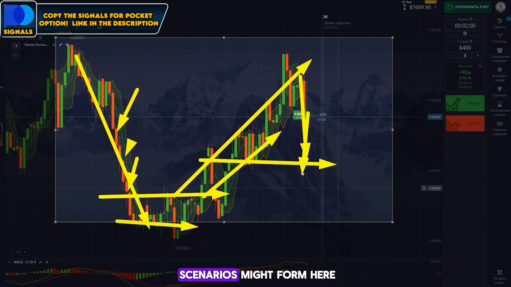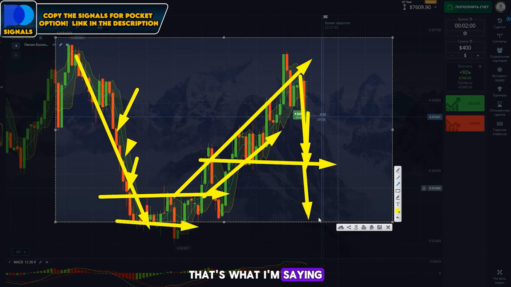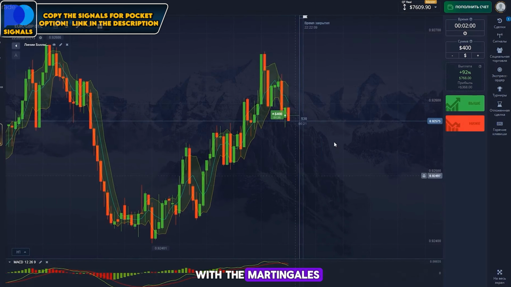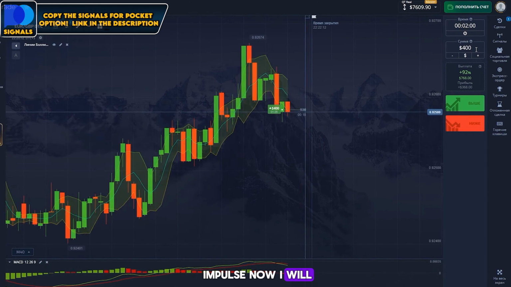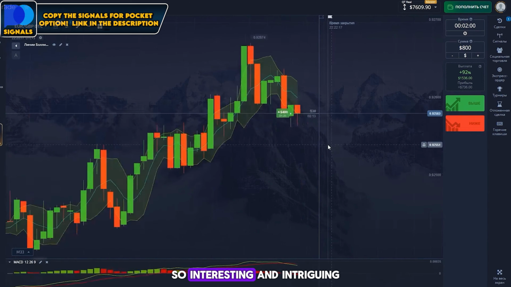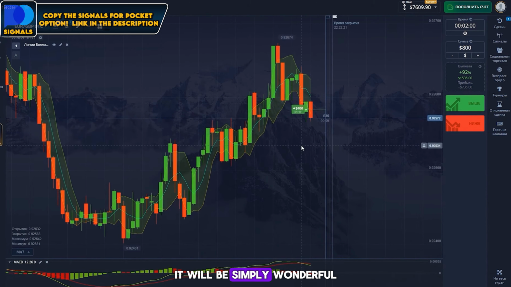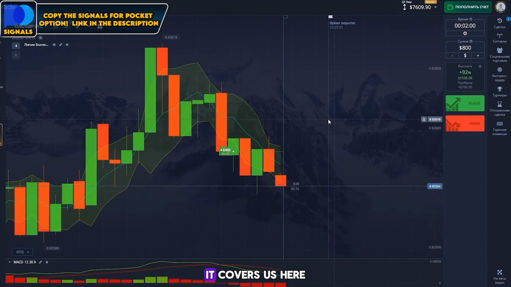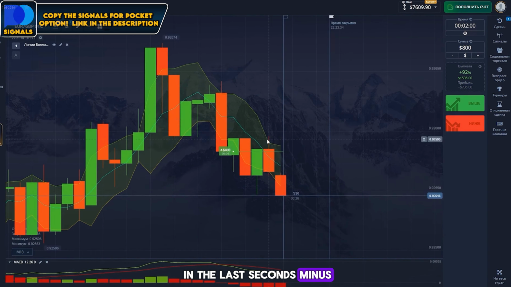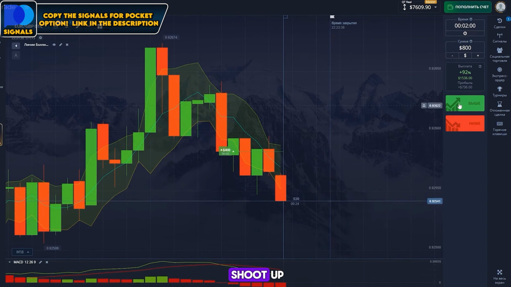This means 2 good scenarios might form here. It could really push down. That's what I'm saying, so we need to be more careful now with the martingales. If there is an impulse now, I will cover at $800. So, interesting and intriguing. If this trade goes in right away with the initial one, it will be simply wonderful. It covers us here in the last seconds. Minus, I was still hoping that the price would shoot up immediately.